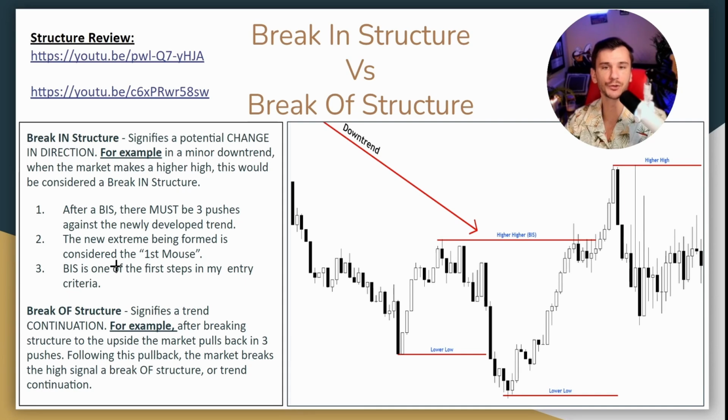However, a break of structure would be something like where they're making higher highs and higher lows, and then they make another higher high. That would be a break of structure, signifying a trend continuation. Now, the fun thing is, it's the exact same thing that you're looking for. So after they make that higher high, even if it's a break of structure, I still need to see 3 pushes back down before making trading decisions.